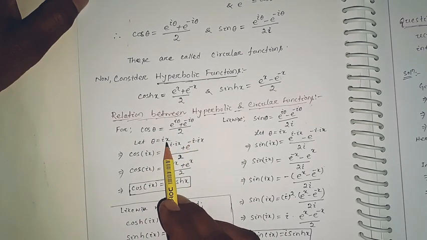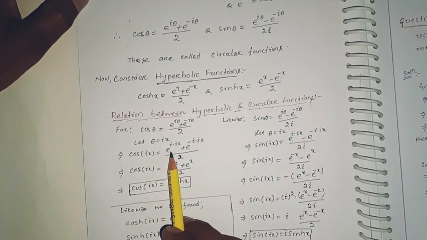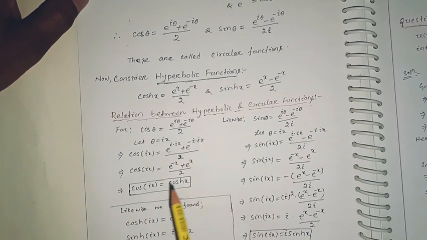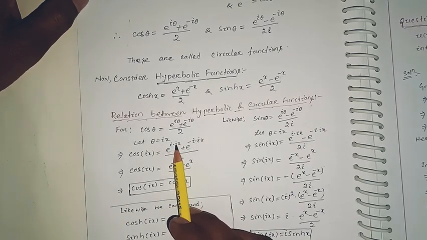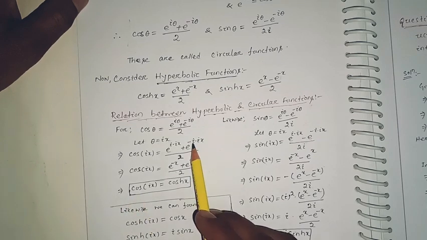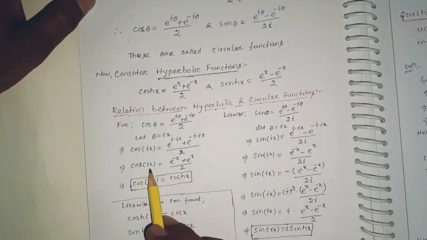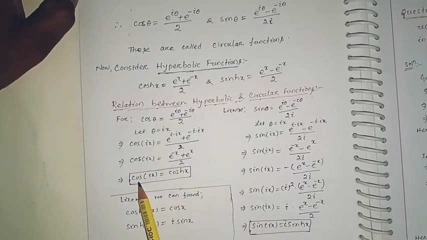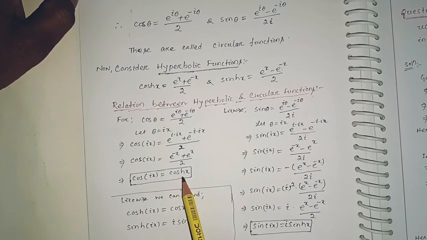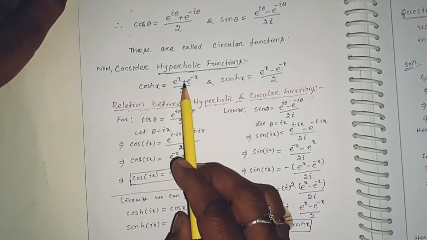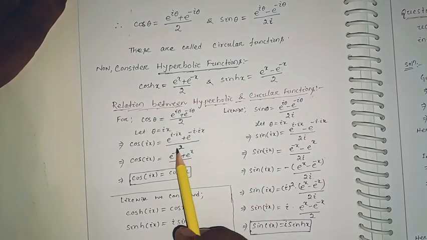Consider theta equal to ix. So cos ix will be equal to (e to the i into ix plus e to the minus i into ix) by 2. Here i into i will be i squared, that is minus 1, and here minus i into i will be minus 1, already minus is there, so it will be plus. So cos ix will be (e to the minus x plus e to the x) by 2. So cos ix will be equal to cosh x, because cosh x we know is (e to the x plus e to the minus x) by 2, that means this one.